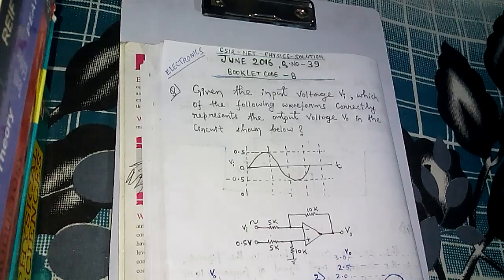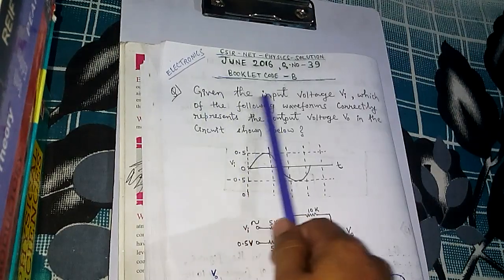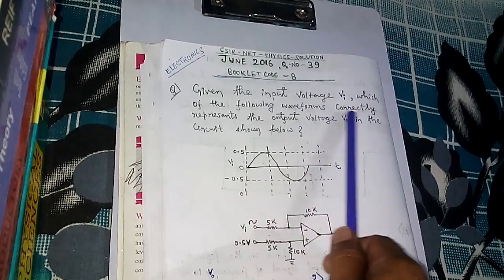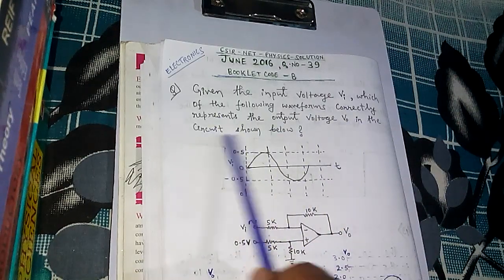Today we have a problem from CSIR NET physics, June 2016, question number 39, booklet code B. Given the input voltage Vi, which of the following waveforms correctly represents the output voltage V0 in the circuit shown below?